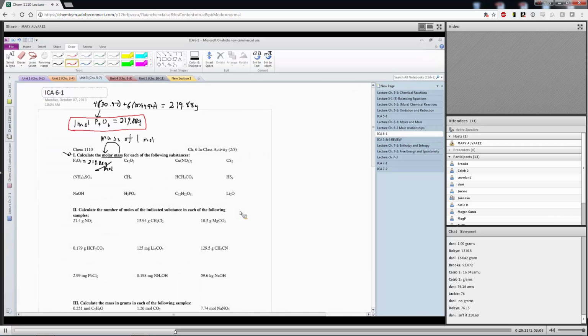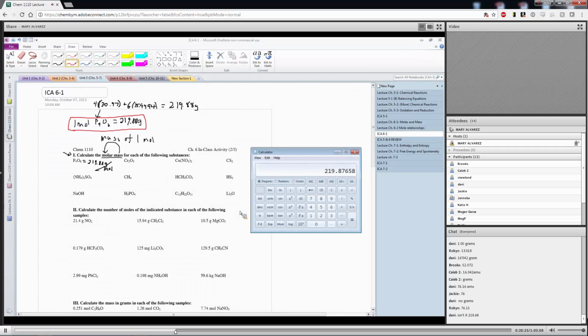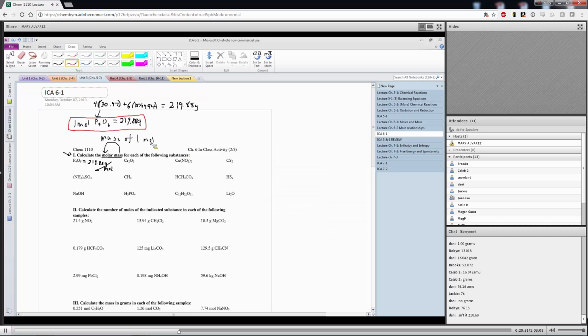Did I make a mistake? I could have. 4 times 30.97 plus 6 times... Nope, I'm still getting the same number, just off by 1. Not sure why. Anyways, let's do just a few of these together. See if you guys feel comfortable with them.